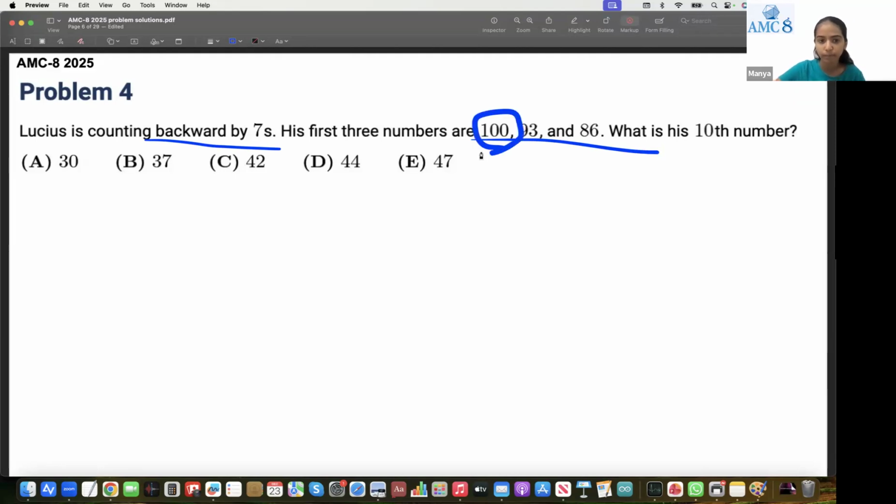100 is not the starting number. It is the first number when he starts counting backwards. So what's the starting number? It would be 100 plus 7, which is 107. So his starting number would be 107.